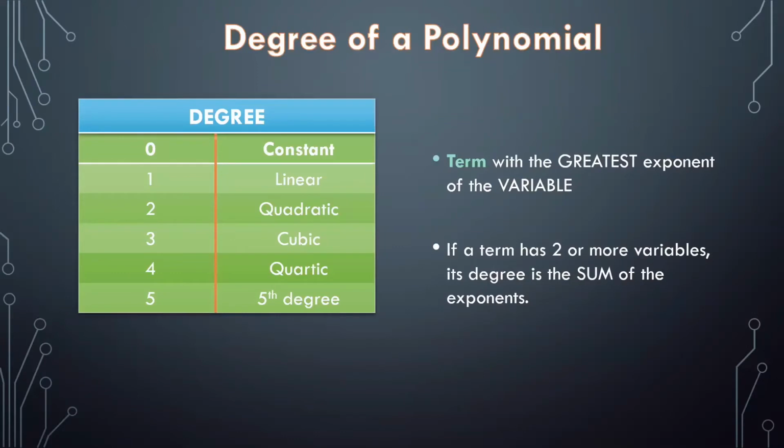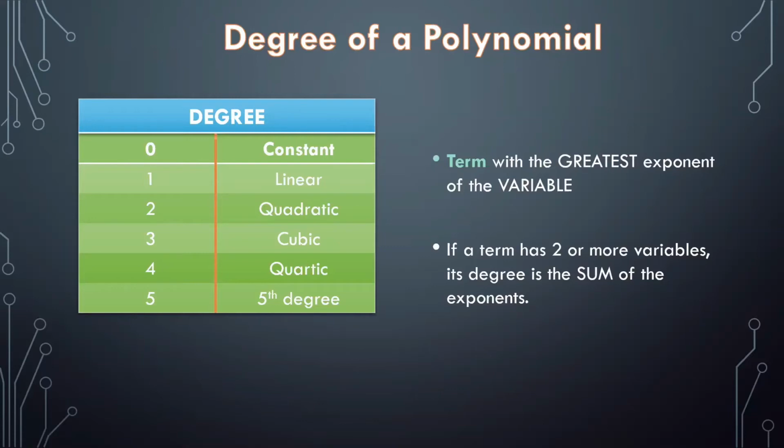Now we're going to get into what's called the degree of a polynomial. There's a different way that we classify these. If we look at our table, something with a degree of 0 is called a constant. That goes back to topic 1. A constant was just a number. A polynomial that has a degree of 1 is linear. We're going to get into a whole unit on linear. A polynomial with a degree of 2 is a quadratic. Again, there's a whole section on quadratic.